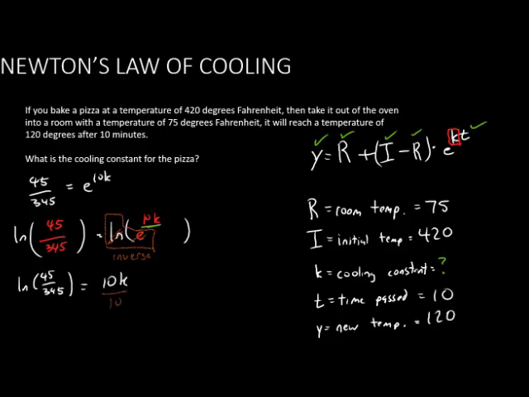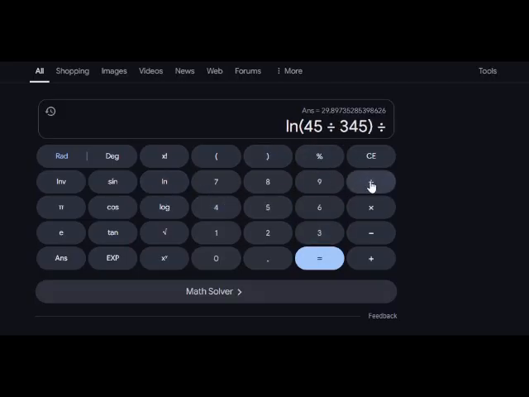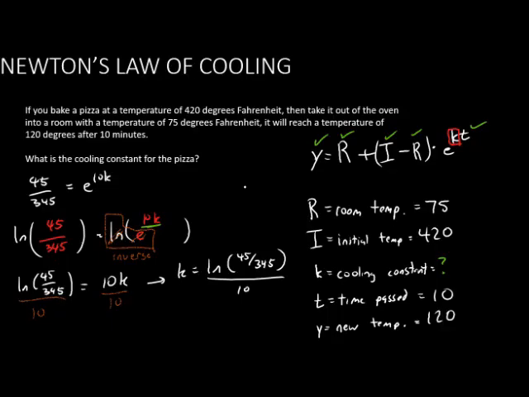Finally, we'll divide by 10. This means our k value is equal to ln of 45 over 345 all over 10. We can go to a calculator and simplify this. Our cooling constant is negative 0.204 if we round to 3 decimal places. Once you've found the cooling constant, this can enable you to answer other questions about this object. We'll do an example of that on the next problem.